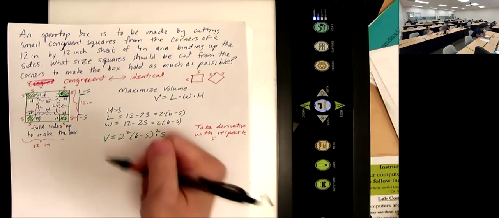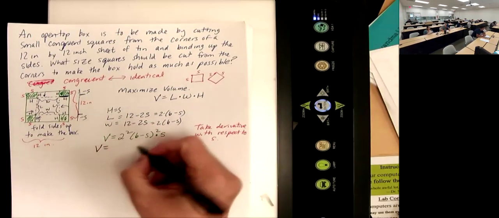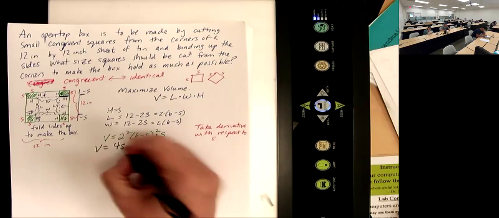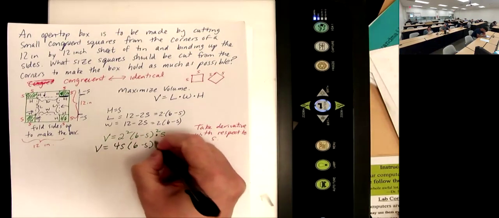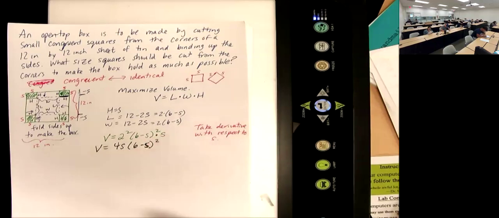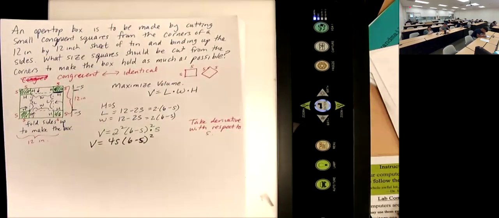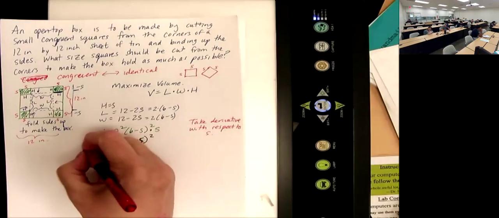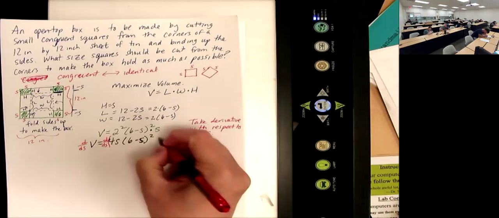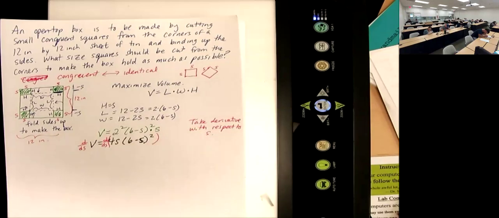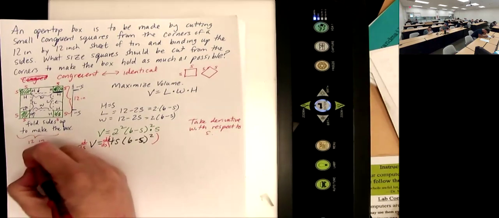Maybe I'll clean this up a little bit first. 2 squared is 4, and I'll put that s at the end with it. And then 6 minus s squared. So if we do d/ds on both sides, we're going to have dB/ds.